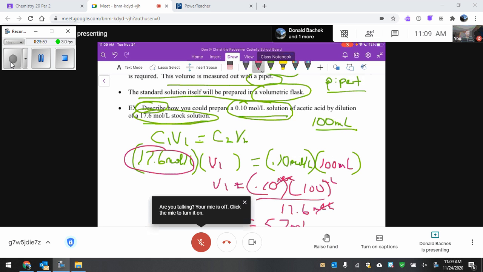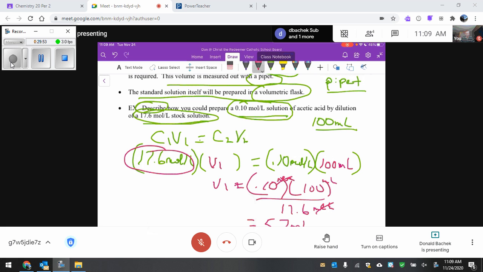Is that good? Oh no, sorry. Did I screw that up? I did, didn't I? Sorry, my bad. That's not true. 10 divided by 17.6 is what I should have had here. I'm trying to do this without a calculator. Apparently that's not going to work today. Sorry, it's 0.57 milliliters. Is that correct now? Is that better? Yes, no? Okay, it should be 0.57 milliliters.